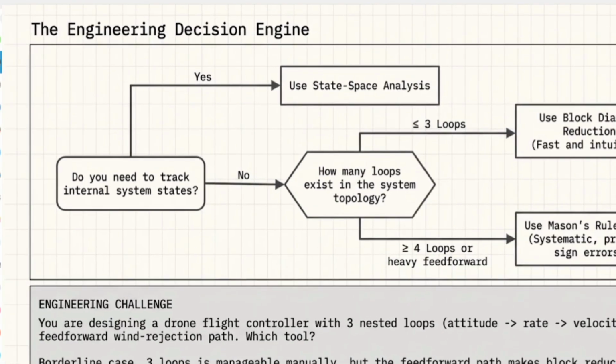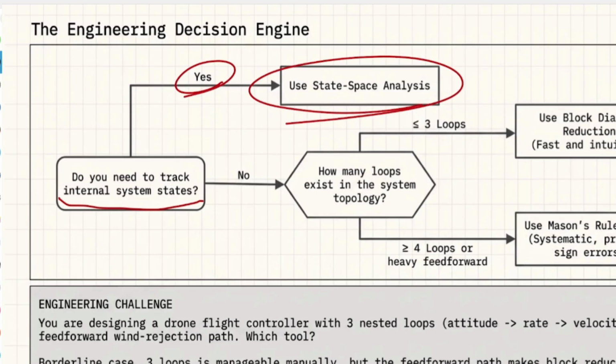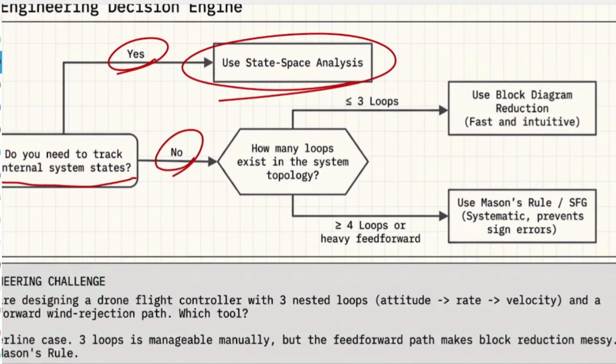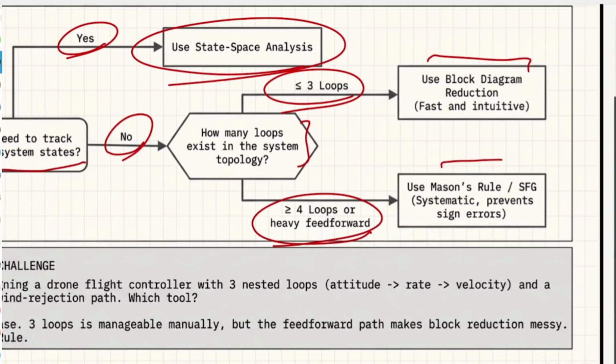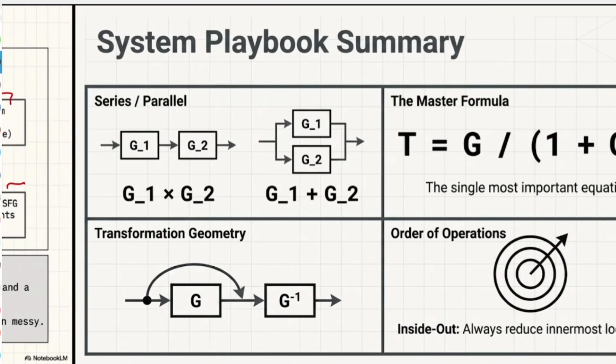Imagine that you have a system. The very first question you have to ask is: do I need to track the internal system states? If I need the internal system states, the thing I can use is state space, because as you know, state space is a very comprehensive method if you want to understand what is actually happening inside your system. If my answer is no, I have to see how many loops actually exist in the system. If I have only 3 loops, that's fine, the block diagram is going to be fast. But if I have more than that, I have to use other methods like Mason's rule with SFG, which we are going to talk about in the next chapter.